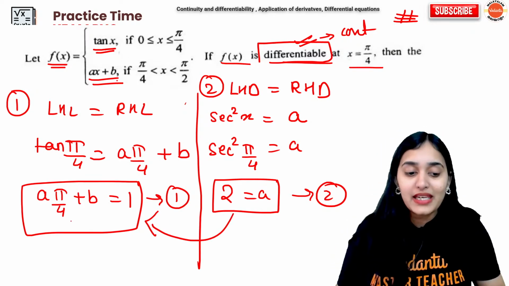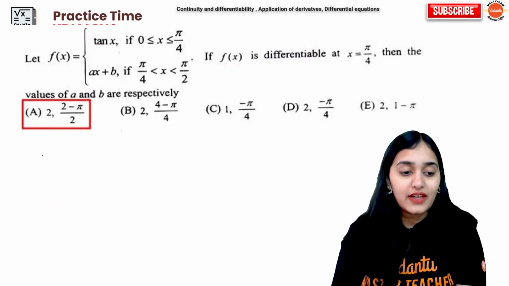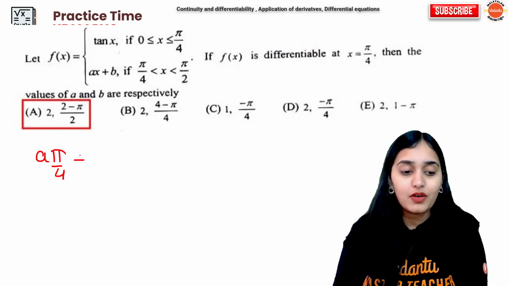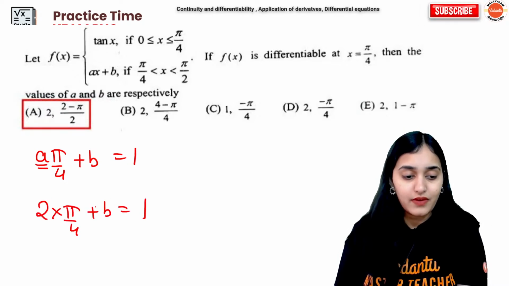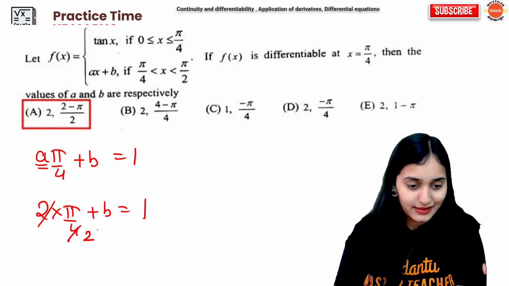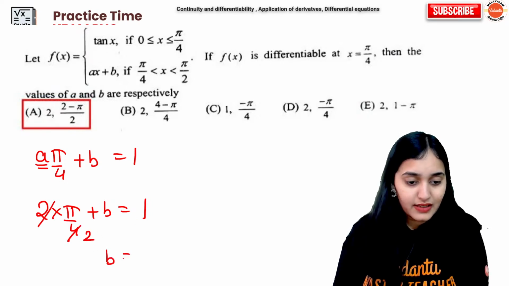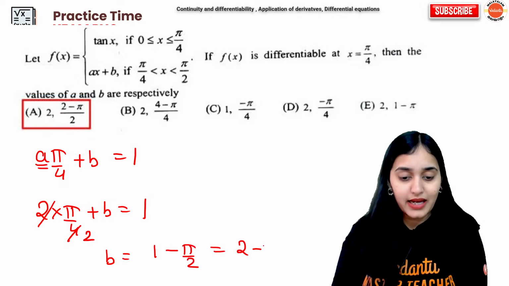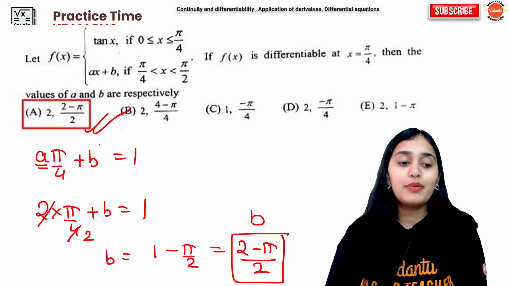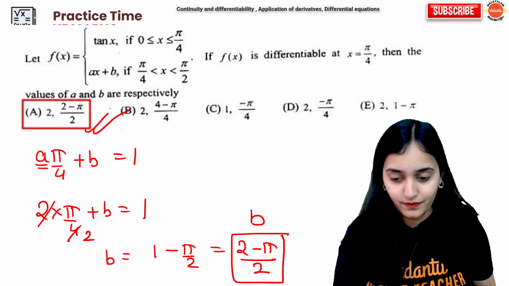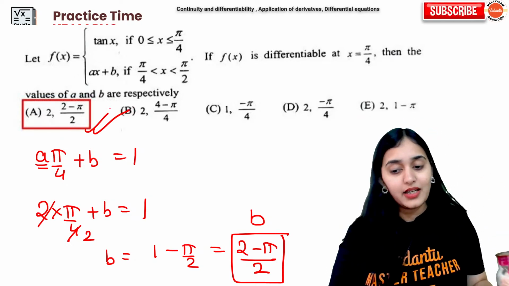What is the value of B? Put it over here. So we have A into pi by 4 plus B is equal to 1. Now A value is 2. 2 into pi by 4 plus B is equal to 1. So 2 cancel. So we have here B is equal to 1 minus pi by 2. So it is basically 2 minus pi by 2. So this is the value of B. So A is 2, B is 2 minus pi by 2. Everybody got the answer? Everybody understood?